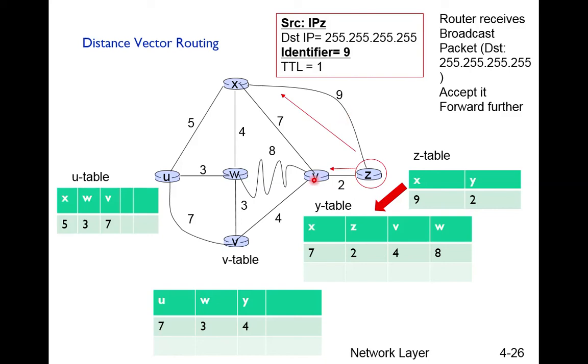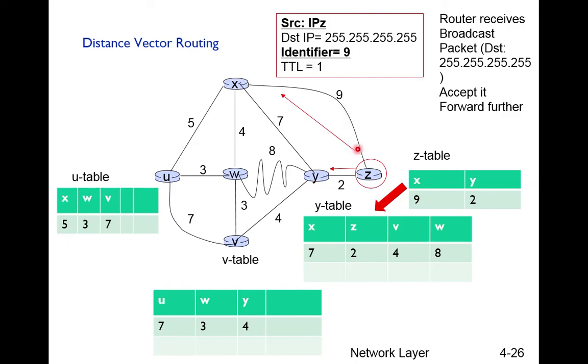So this is another path. Up to now Y only knows that the cost to X is 7, this link. So Y doesn't know about this link. When this Z table is sent to Y, then Y comes to know about this link, because it is stored here that the path from Z to X is 9. The path from Z to X is 9, and this is this link. So Y comes to know about it.